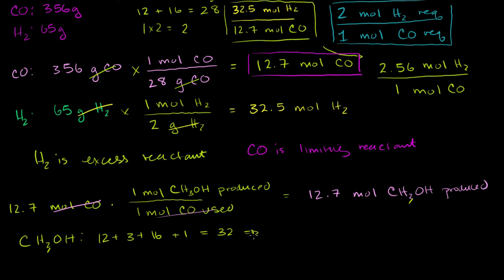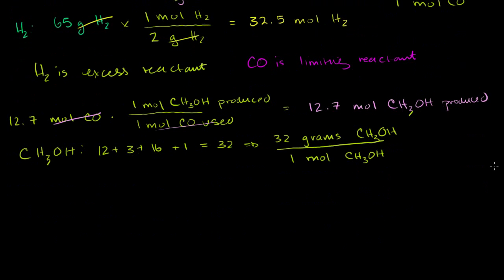So that tells us that if we have a mole of it, we're going to have 32 grams of methanol per 1 mole of methanol. And once again, we got that by figuring out its atomic weight.